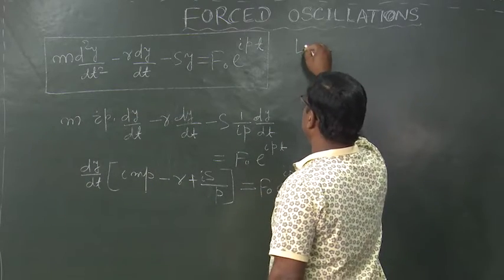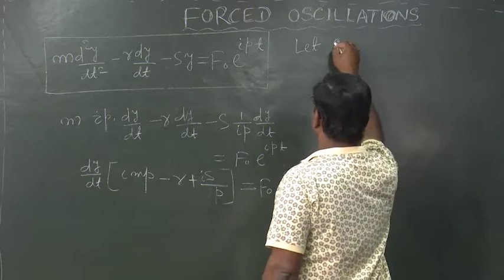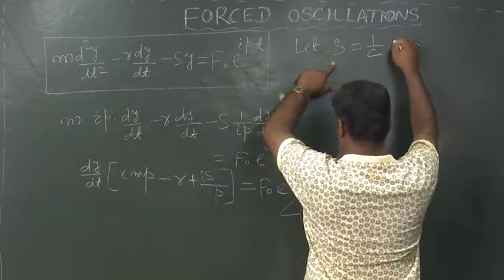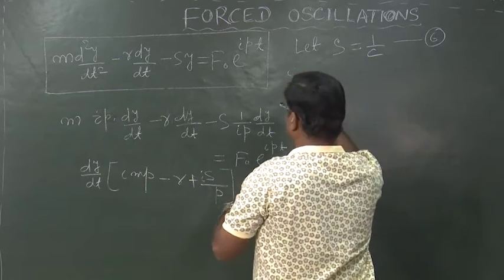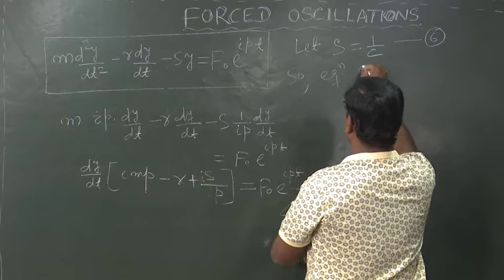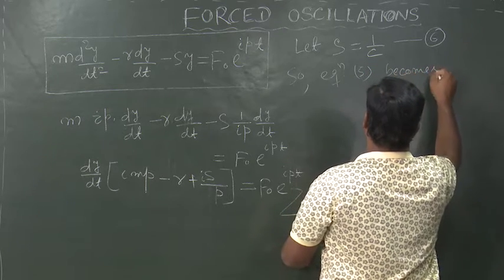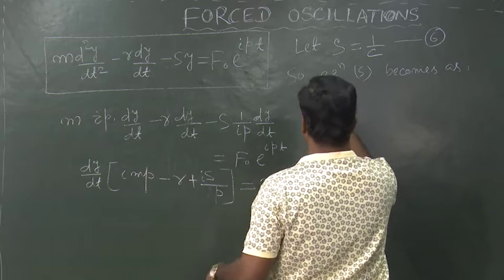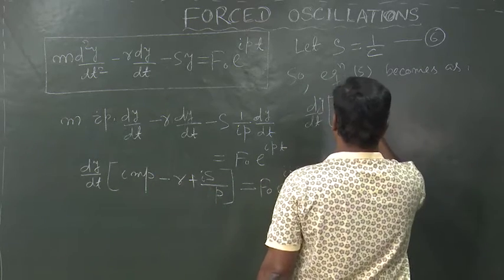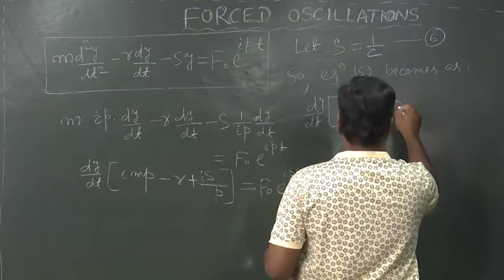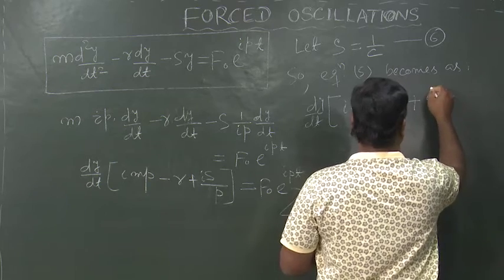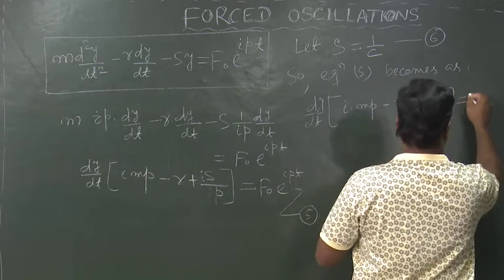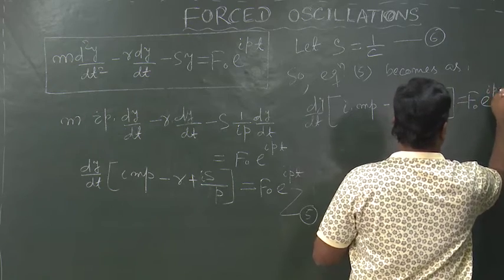Now, let us substitute s is equal to 1 by C. So, equation 5 becomes dy by dt into (iMP minus r plus i by Cp) is equal to f0 e to the power iPt.